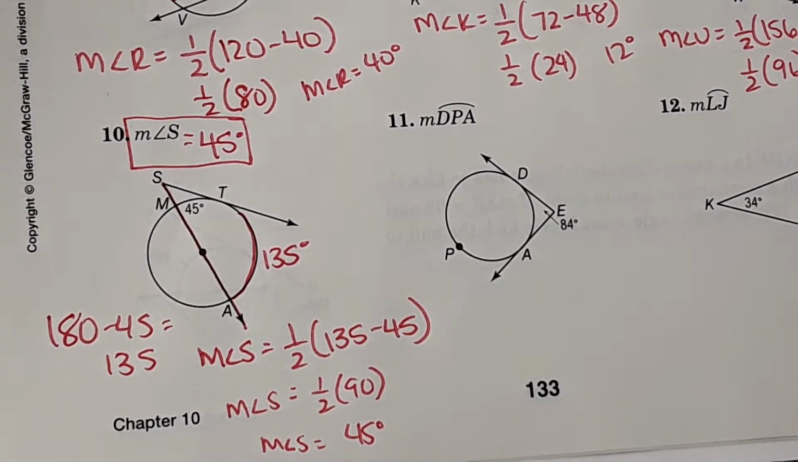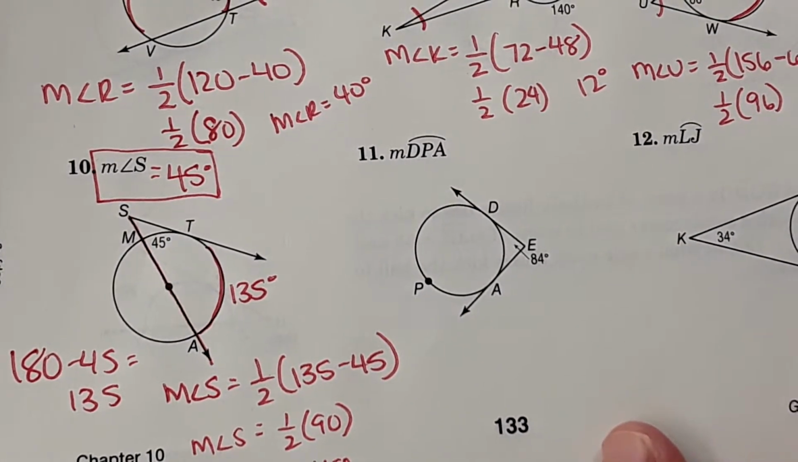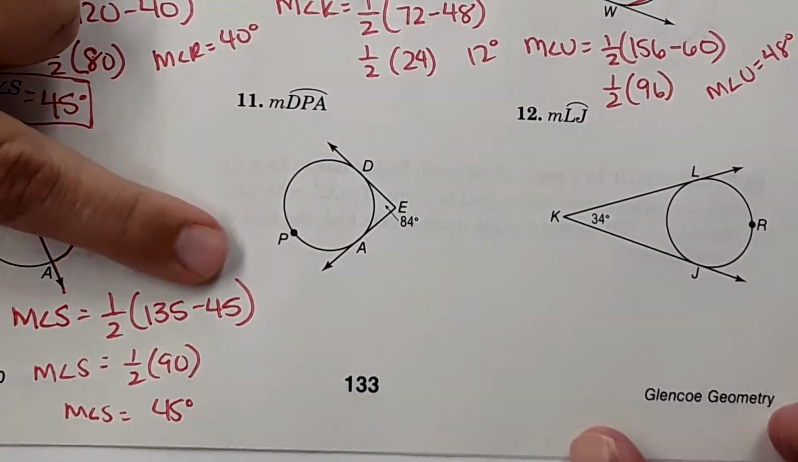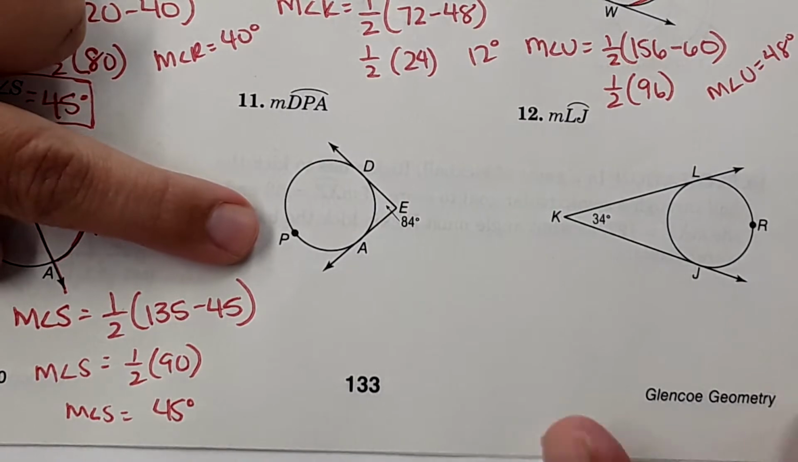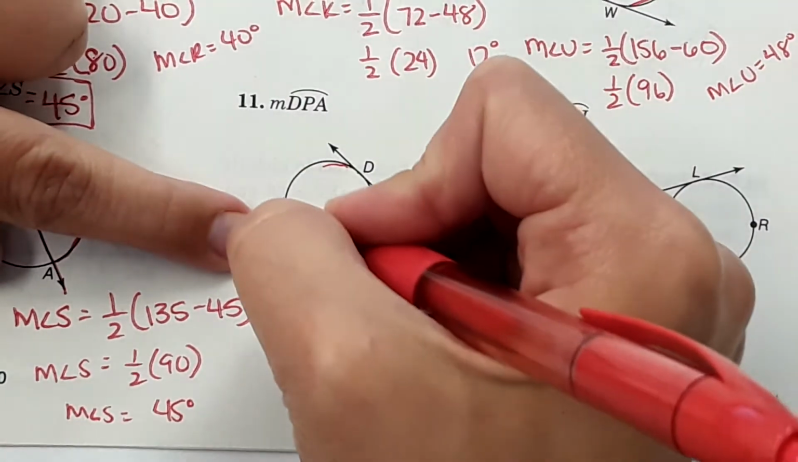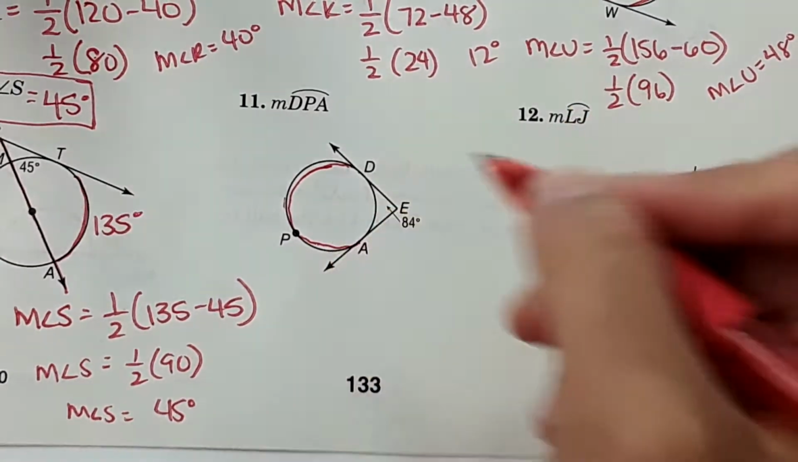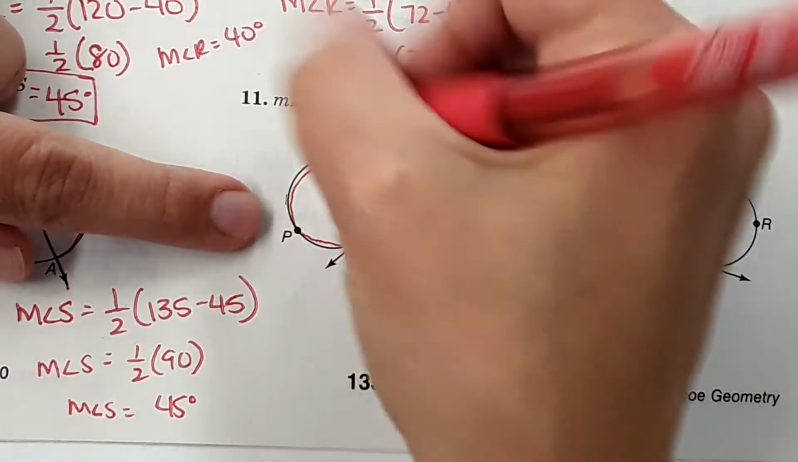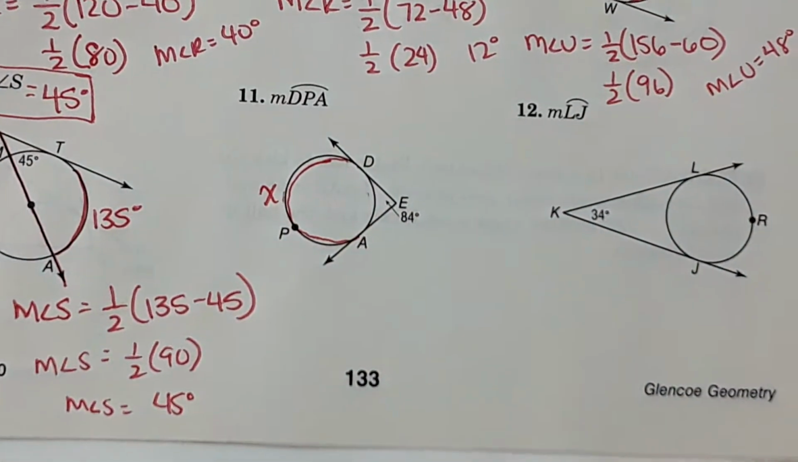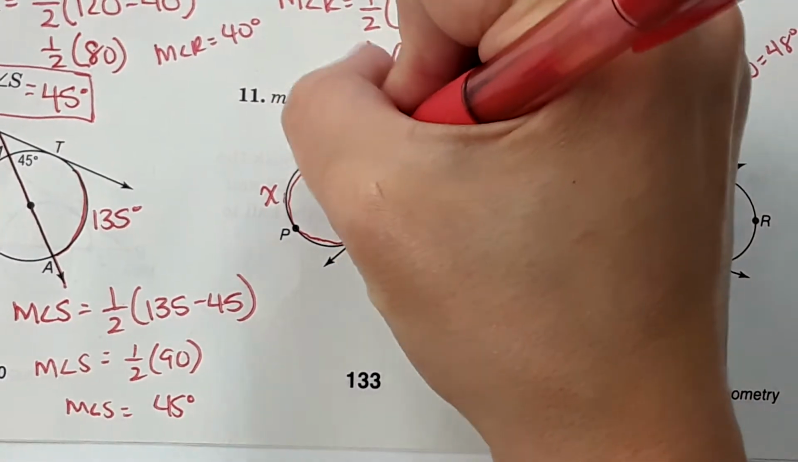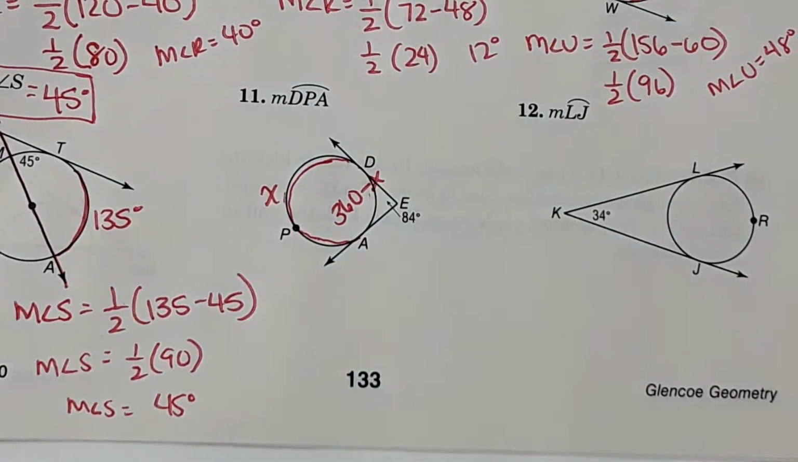The next two are a little bit more challenging. They are definitely introducing some skills for Algebra 2, which is nice. This one says it wants the measure of DPA. So this arc right here is what it's looking for. However, they didn't give us anything but that angle measure. So since we're solving for DPA, we're going to call this X. And then this arc measure would be 360 minus X.